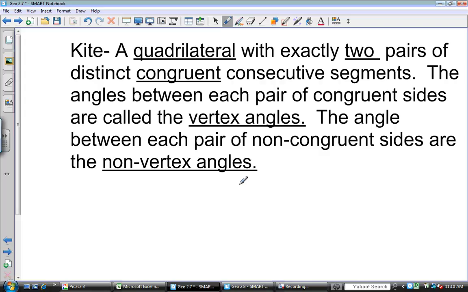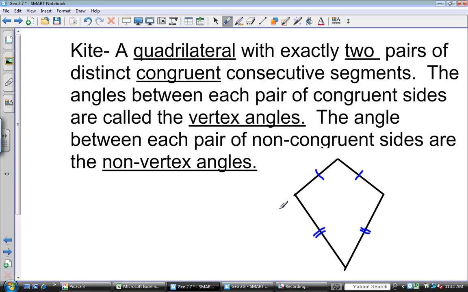A kite is a quadrilateral with two pairs of distinct congruent consecutive segments. The angles between each pair of congruent sides are called vertex angles. The angles between each pair of non-congruent sides are called non-vertex angles. So we can say, draw a kite the best I can here. That's as good as I'm going to get it. So these two sides would be congruent, and these two segments would be congruent.